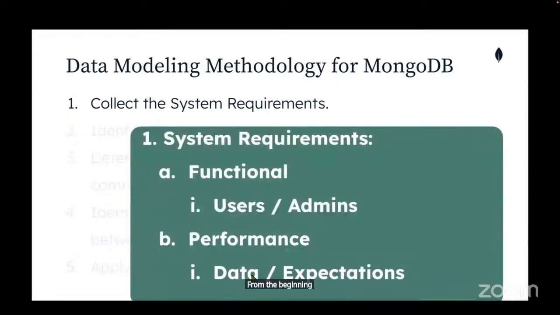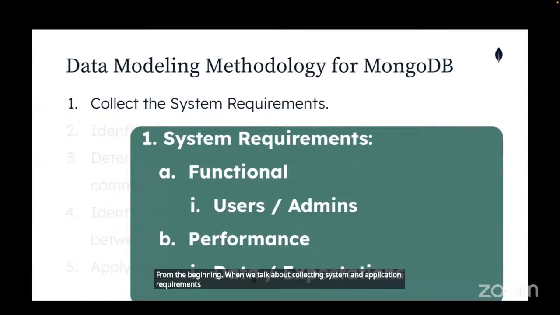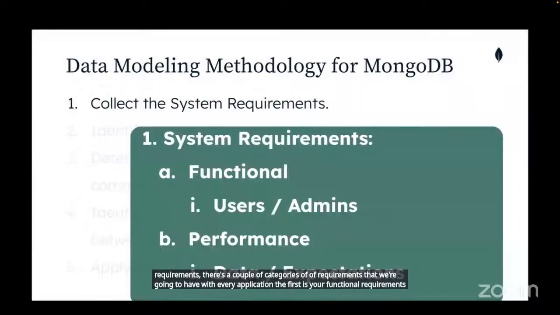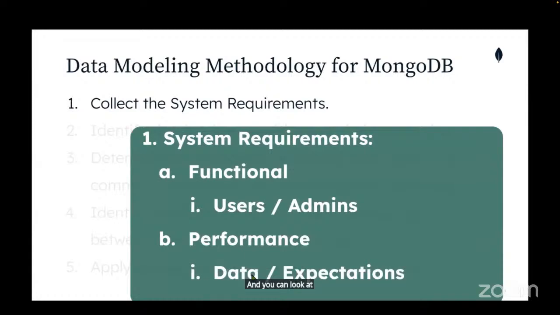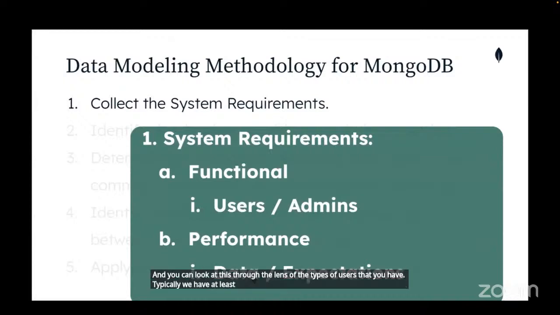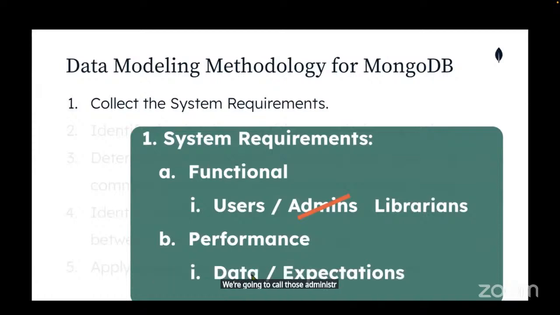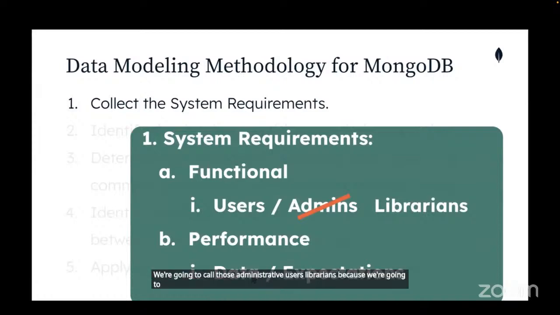When we talk about collecting system and application requirements, there's a couple of categories of requirements that we're going to have with every application. The first is your functional requirements. How does the application need to function? And you can look at this through the lens of the types of users that you have. Typically, we have at least 2 classes of users for every application. There's going to be regular users, and there's going to be administrators. And in today's case, we're going to call those administrative users librarians because we're going to work on a library application. That's the lens that we're going to view data modeling through today.